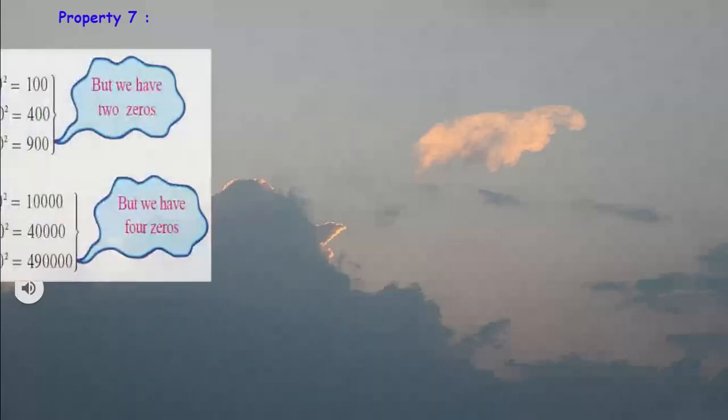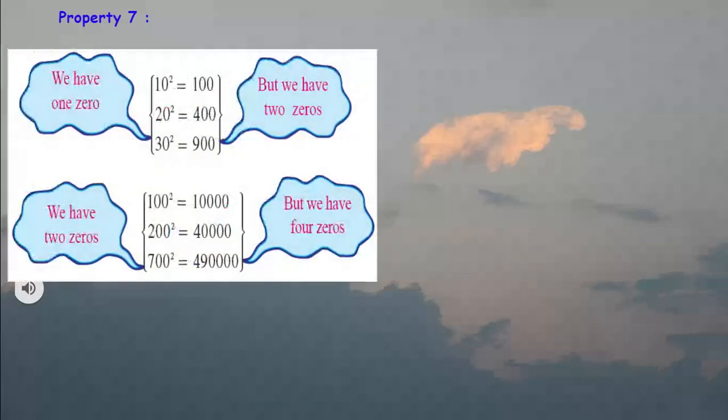Now, property 7. When a number ends with a 0, its square ends with double zeros. Isn't it? See, 10 squared is 100, 20 squared is 400, 30 squared is 900, like that. It means if you have two zeros, then the square has four zeros. Means an even number of zeros. So 100 squared is equal to 10,000, like 200 squared.